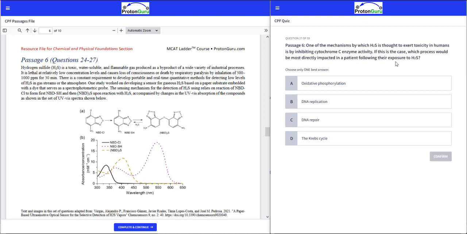So then we have the last question associated with this passage, and it says, one of the mechanisms by which H2S is thought to exert toxicity in humans is by inhibiting cytochrome C enzyme activity. If this is the case, which process would be the most directly impacted in a patient following their exposure to H2S? So we kind of need to remember what the biological role of cytochrome C enzyme is.